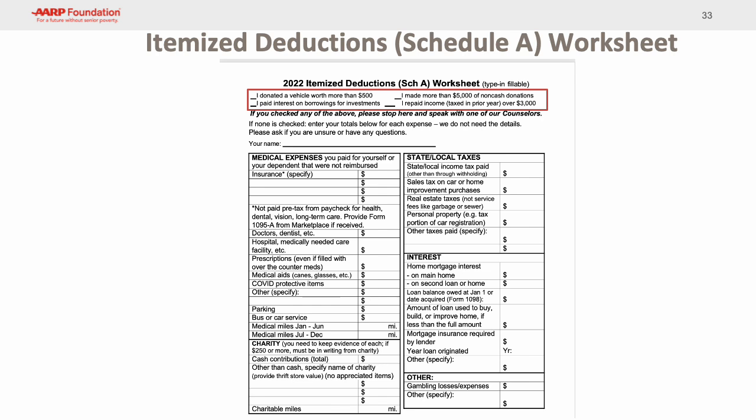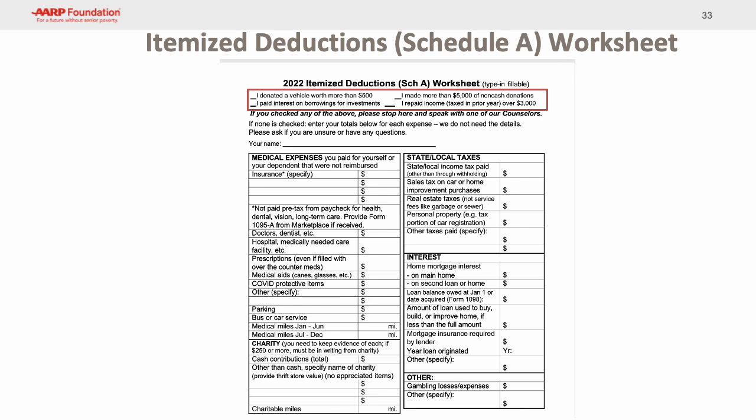Okay, prior to tax law changes in 2017, about 30% of all taxpayers chose to file taxes using itemized deductions instead of standard deduction. Following those tax law changes, the number of taxpayers who itemize has dropped to less than 10%. And that percentage may be even less at your site. I know it is at ours.